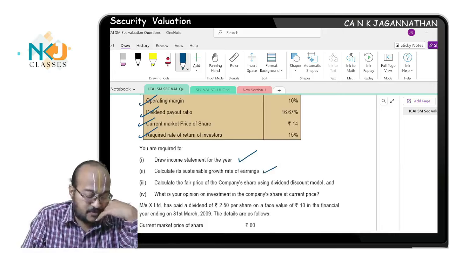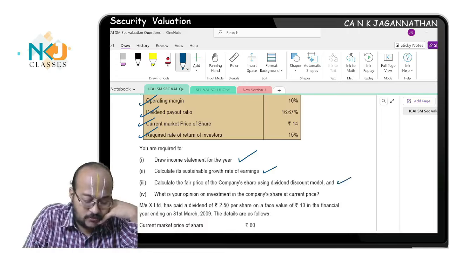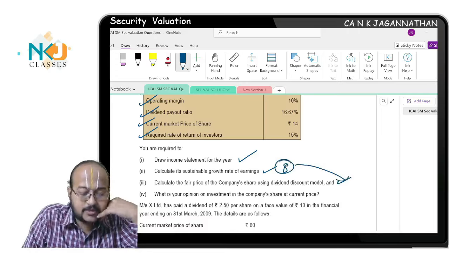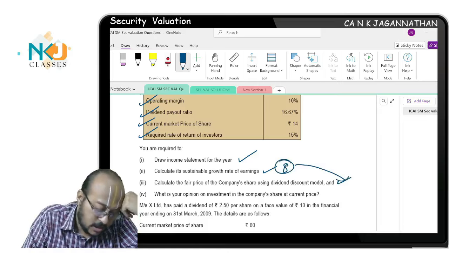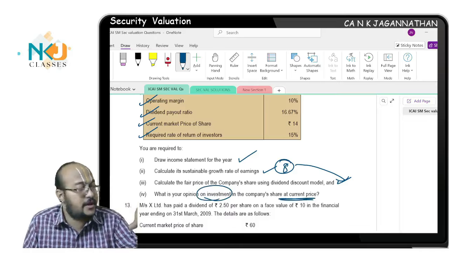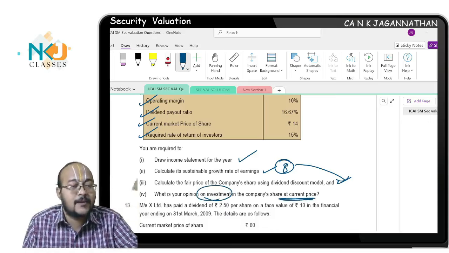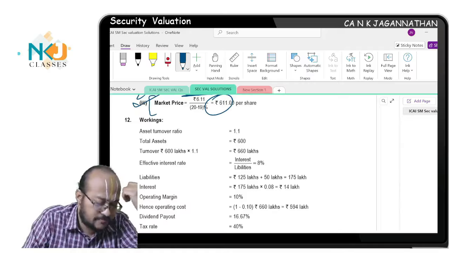We are going to see this, very, very important. Calculate the fair price of the share using the dividend discount model. Of course, you will find the G from here and apply the sustainable growth rate to the D1 by KE minus G and find out the value per share. What is your opinion on investment at the current price, which means whether the share is undervalued or overvalued, and whether it is recommended to buy the share or sell the share? This is the question being asked. Simple and straightforward only.